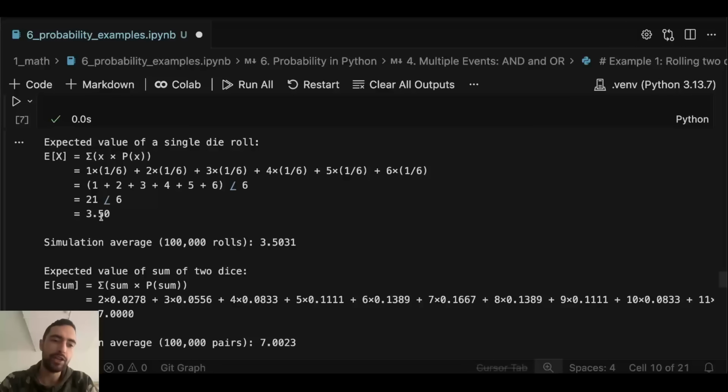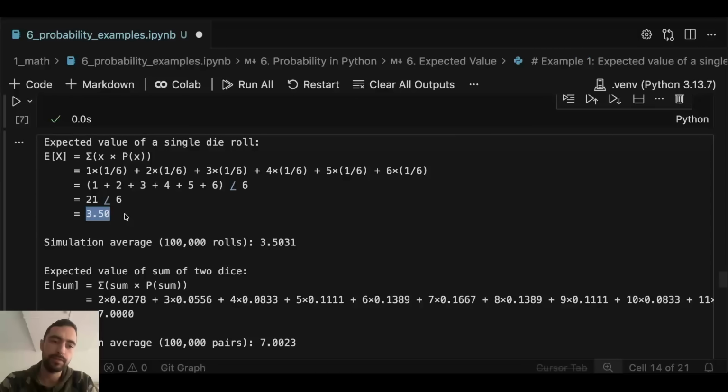But we can calculate expected value by multiplying the value we will get, so 1, 2, 3, 4 times its probability. 1/6 is the probability for each of these values. And then sum up and divide by the number to find the average or mean.